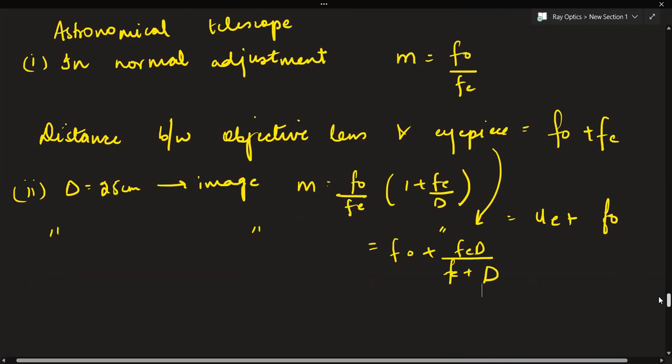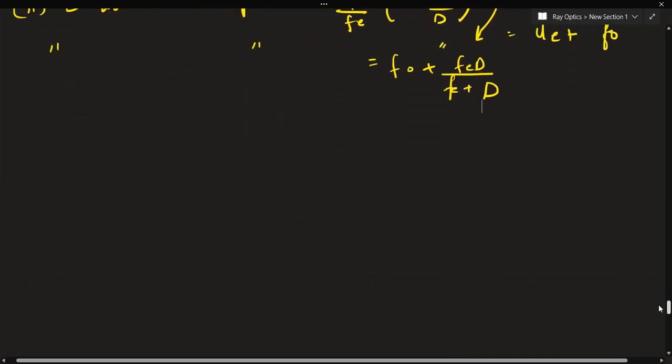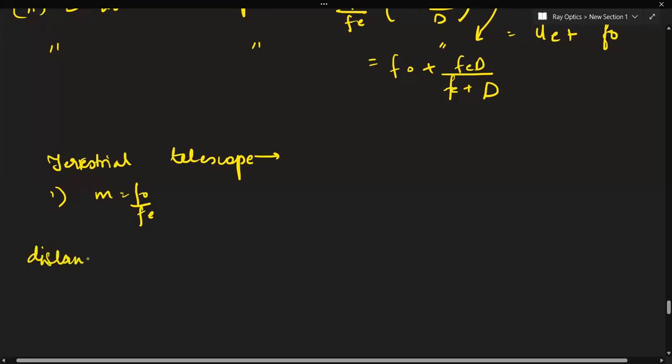This is for the astronomical telescope. Now see, if you get by chance a terrestrial telescope, then in normal adjustment, m is equal to f naught by fe, similar, but the difference will come in the distance between objective lens and eyepiece.